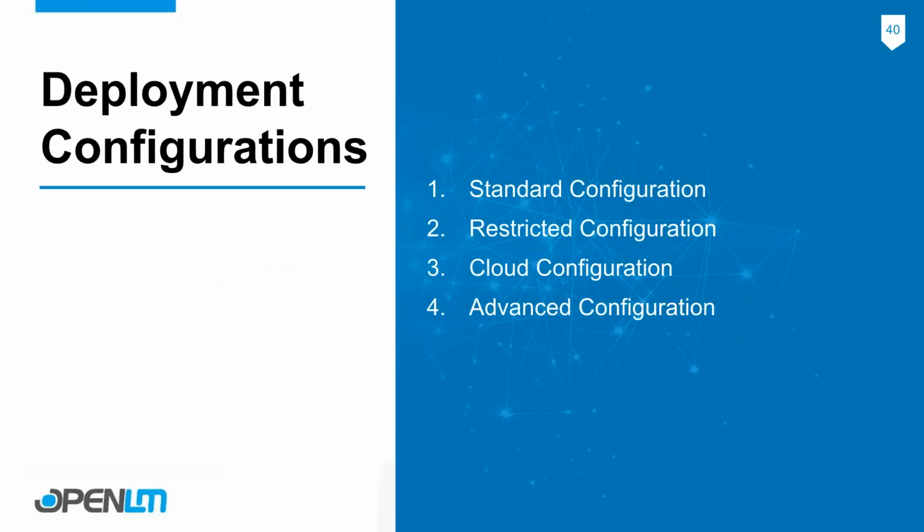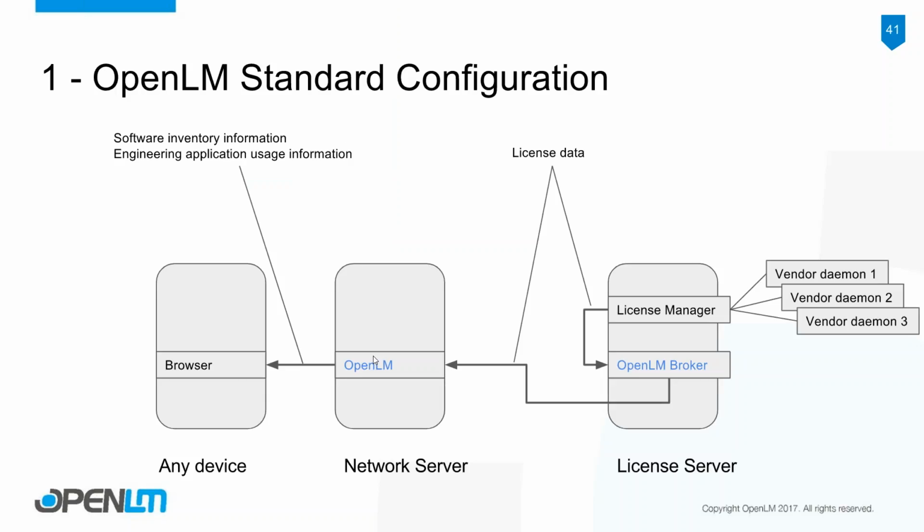Now we'll take a look at how the OpenLM system can be deployed in your organization. We have 4 options. First, we have the standard configuration, the restricted configuration, the cloud configuration, and also the advanced configuration. So let's start with the recommended deployment method. This is the standard configuration. This allows you to get the most out of your system in as short a time as possible.